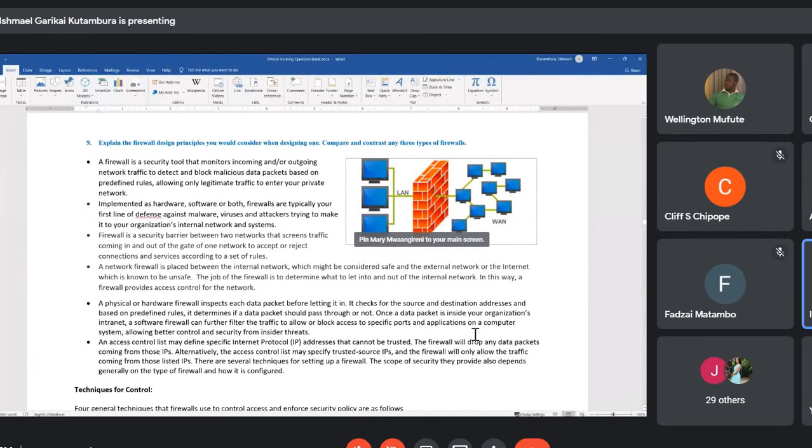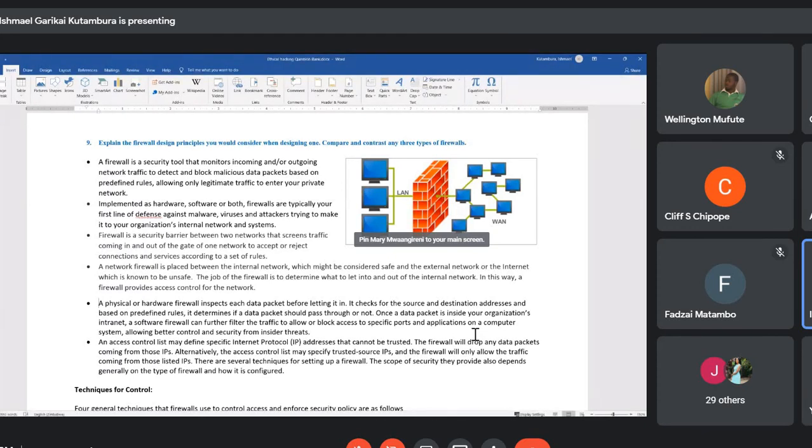We asked you to explain the firewall design principles that should be considered when designing one, and also to compare and contrast any three types of firewalls. The reason why I need to be a little bit fast is because we don't want people to be very tired. But the document that I already shared with the rapporteurs has the first definition of what a firewall is.